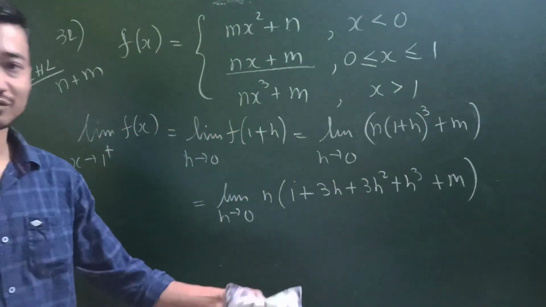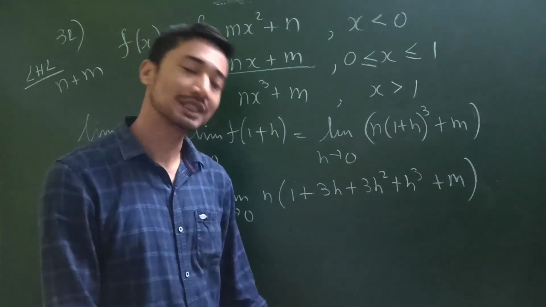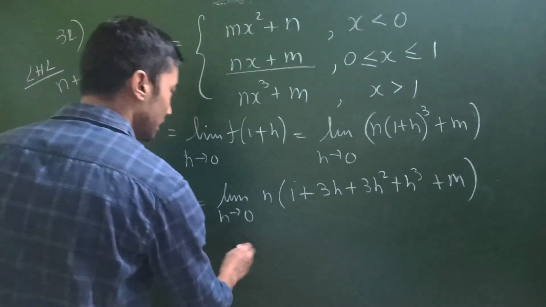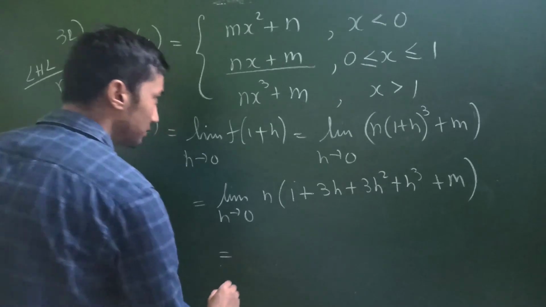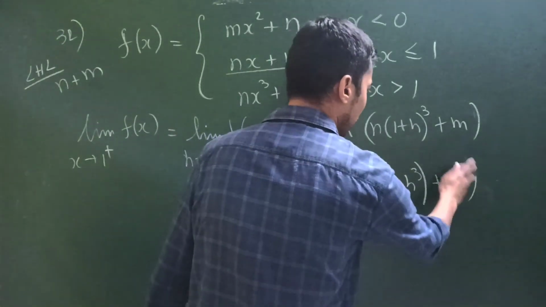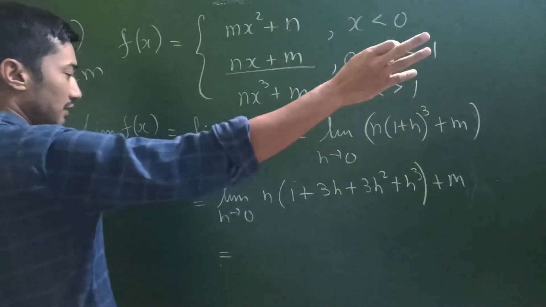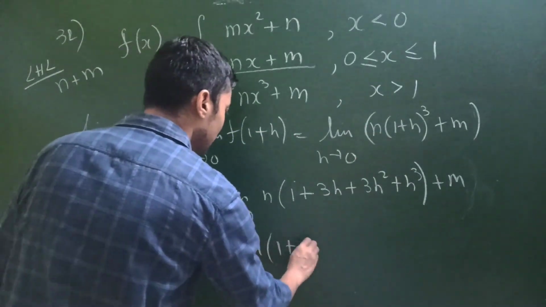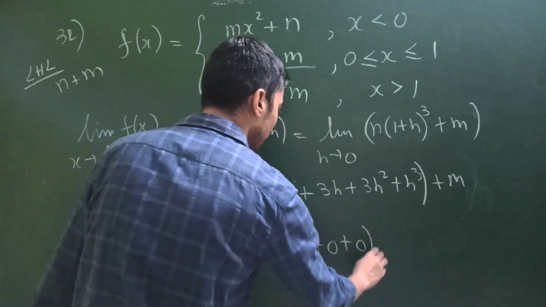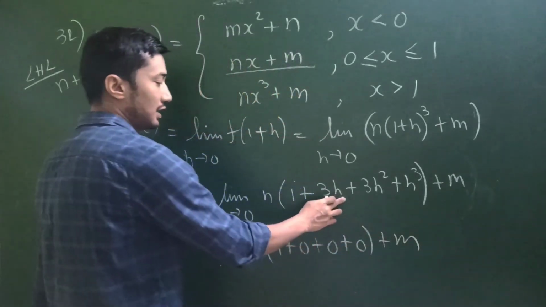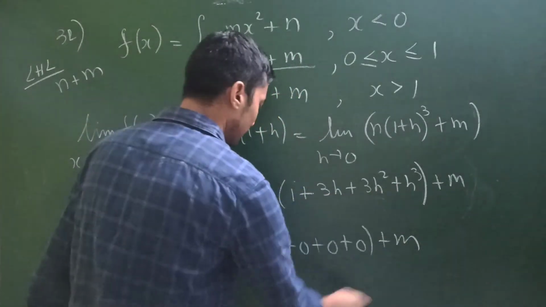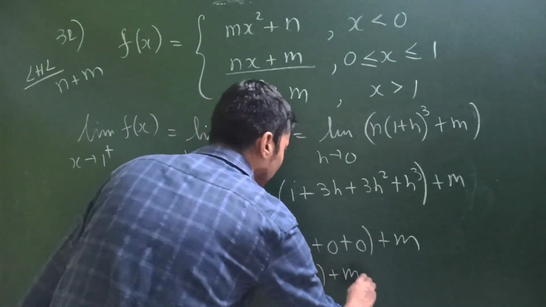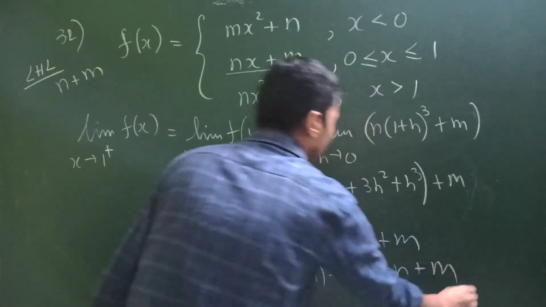I hope all of us know what is a plus b whole cube, at least in this class 11 standard. Now, this is only for n, not for m. Alright, now let's put in the value of h equal to 0. So we have n into 1 plus 0 plus 0 plus 0, plus m, because as h is 0, these terms are 0, 0, 0. So n into 1 plus m. So that is n plus m.